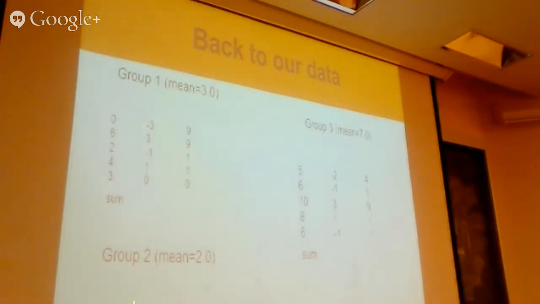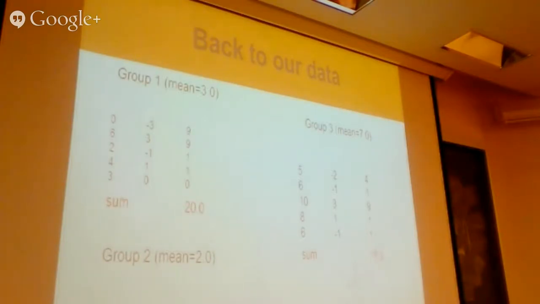We have 3 groups. Here's group 1, for example. The mean of group 1 is 3. Here is the first guy, scored 0. So he's minus 3 from the mean. I square that and I get that. The second guy scored 6. He's 3 points from the mean. I square that and I get 9. The third guy scored 2. He's 1 point from the mean. I square that and I get 1. I add them all up. I do this every time here.